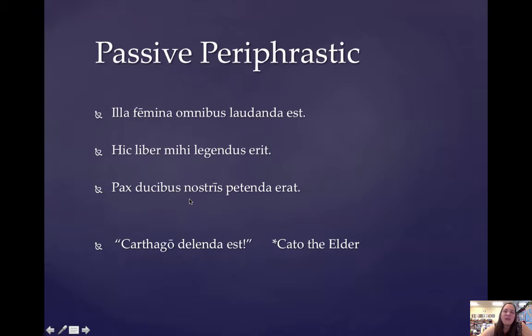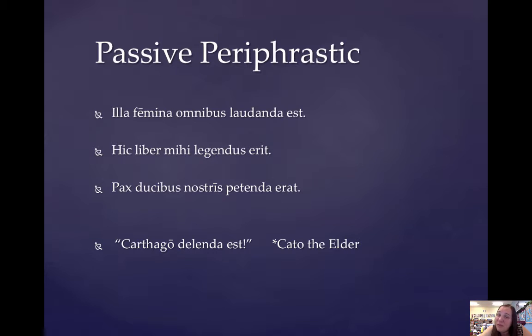Okay. Now, the most famous use of the passive periphrastic, probably in Latin, was a phrase, a little sentence, Carthago delenda est. In the 2nd century BC, a fairly well-known Republican politician, Cato the Elder, used to incorporate Carthago delenda est, Carthage must be destroyed, into his speeches.